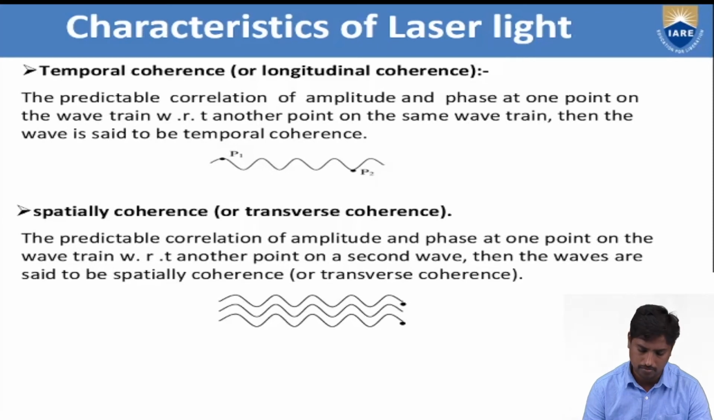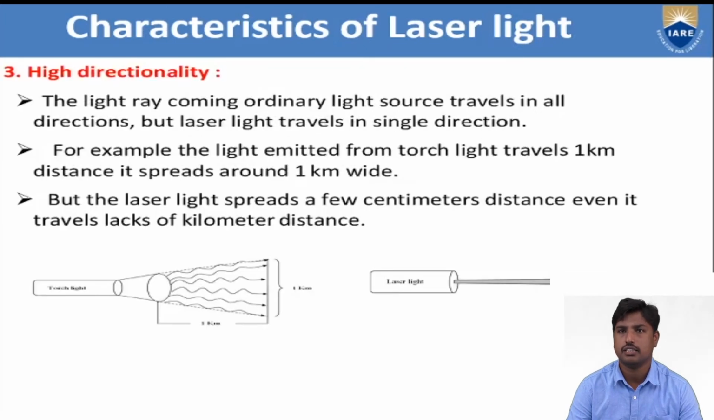I have taken some 2 or 3 waves here. If I take 2 points, and the amplitude and phase are the same at all the points, that is called spatial coherence. This is one of the important characteristics of laser. Next is directionality of laser.